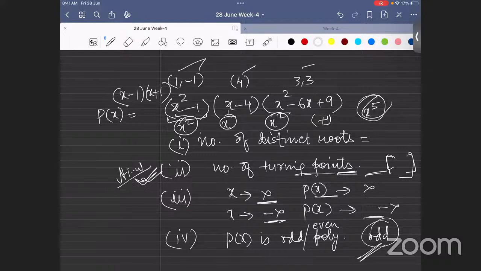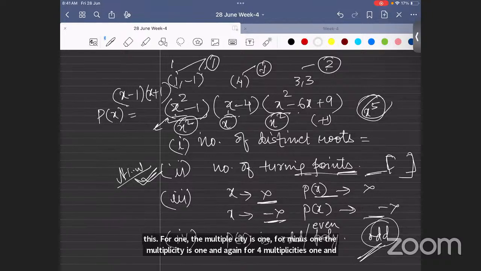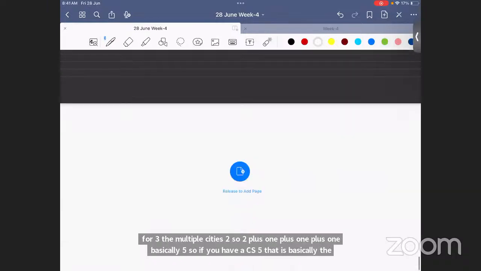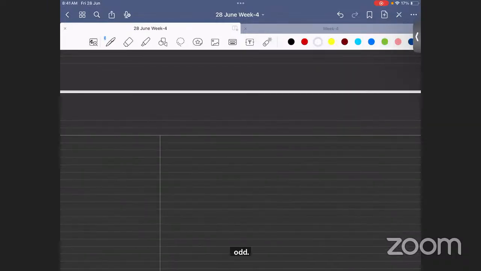You can also mark it from the multiplicity. For 1 the multiplicity is 1, for minus 1 the multiplicity is 1, for 4 the multiplicity is 1, and for 3 the multiplicity is 2. So 2 plus 1 plus 1 plus 1, basically 5. So if you have the multiplicity as 5, that is basically the odd polynomial. Okay, is it okay?